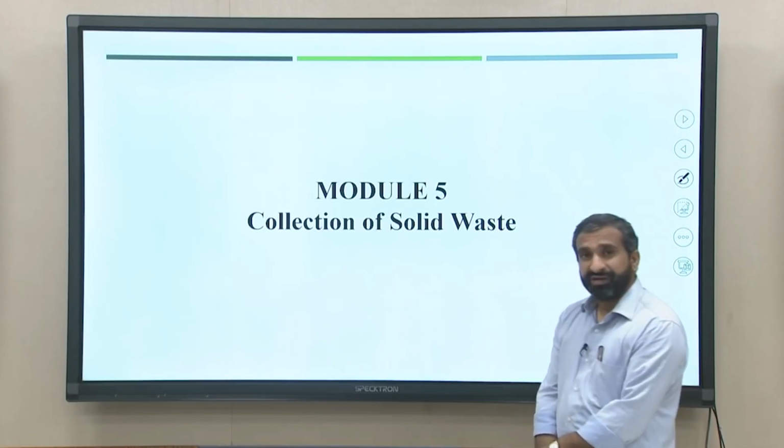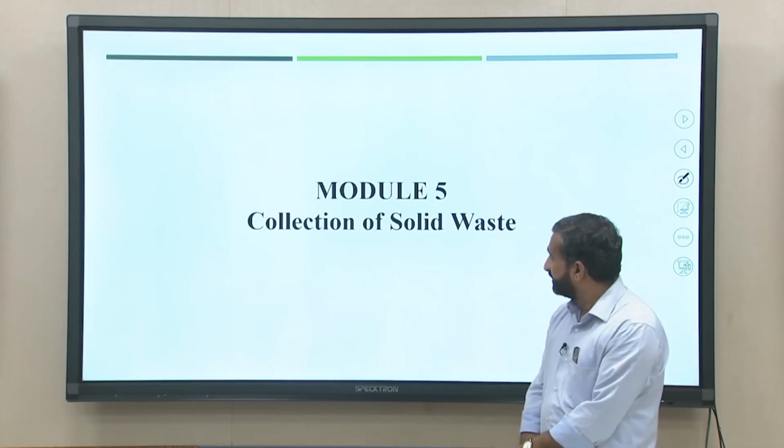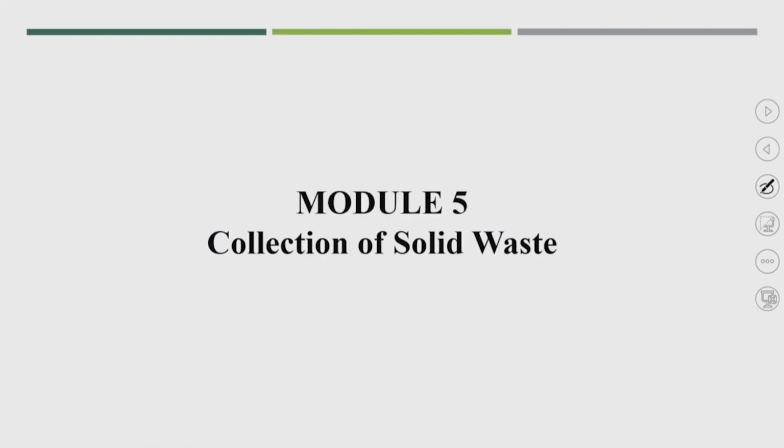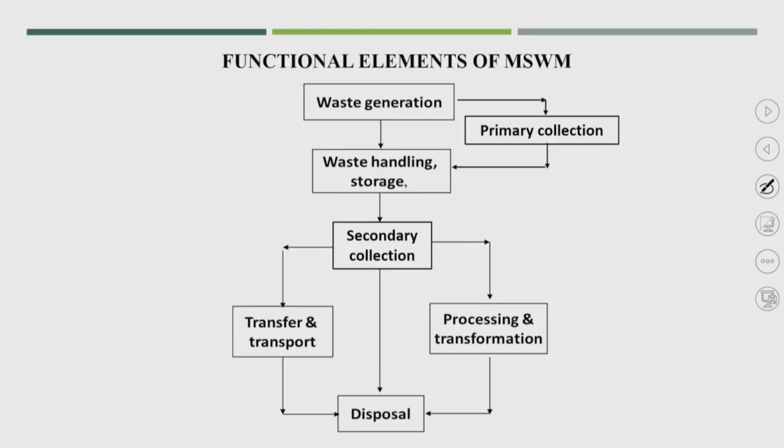So, hello students, today we will start the next lecture on collection of solid waste under Module 5. We are in the secondary collection. In the previous lecture we discussed how from primary collection we reached the dustbin area. Now, from the dustbin, through the secondary collection, the waste will either go to the disposal site, or to the transfer stations, or to the processing center.